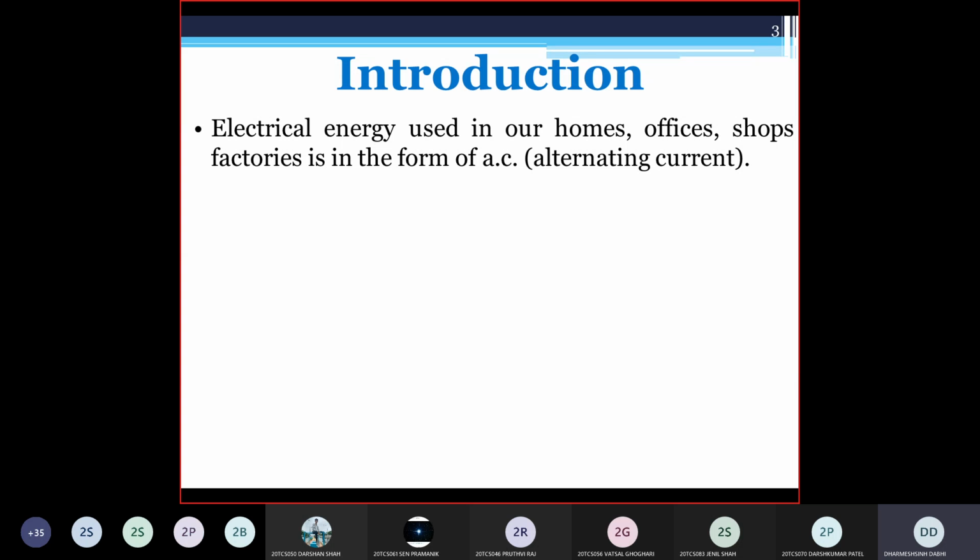Yes, anyone want to give the answer? Sir, it is easy to step up and step down the voltages with AC. Very good, very good. It is not possible with DC. So one of the main reasons to use AC is that we can step up and step down the voltage, which is not possible in DC, by using the transformer. So we can increase or decrease the current level.